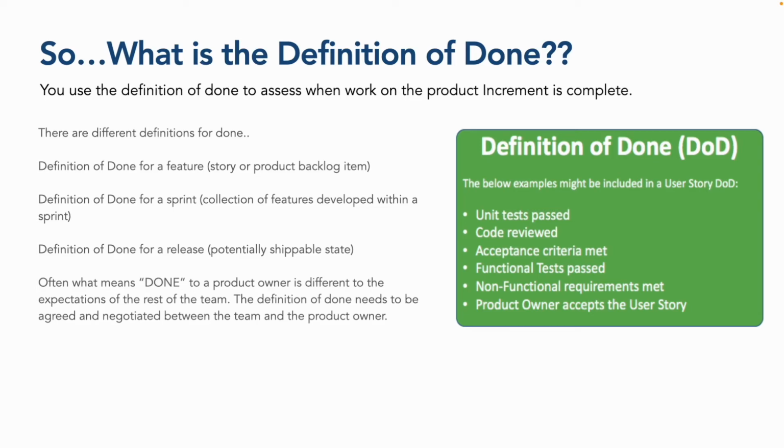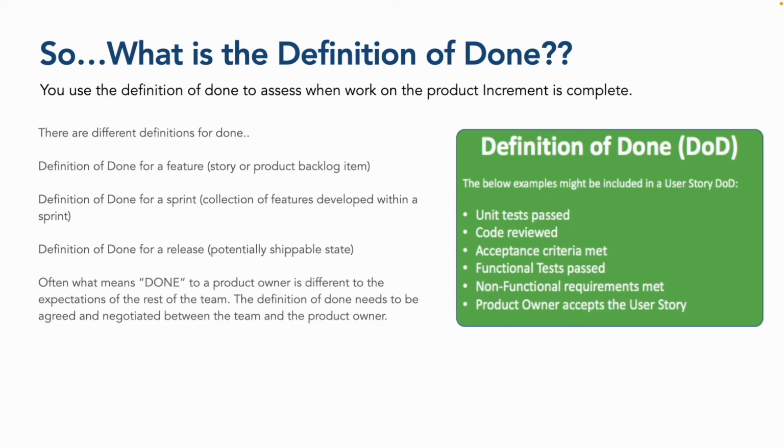Now, there are different definitions for done. You can have a definition of done for a feature, so a story or a product backlog item. You can have a definition of done for a sprint, so that's a collection of features developed within a sprint. You can have a definition of done for a release, so a potentially shippable state. Often what means done to a product owner is different to the expectations of the rest of the team. The definition of done needs to be agreed and negotiated between the team and the product owner.